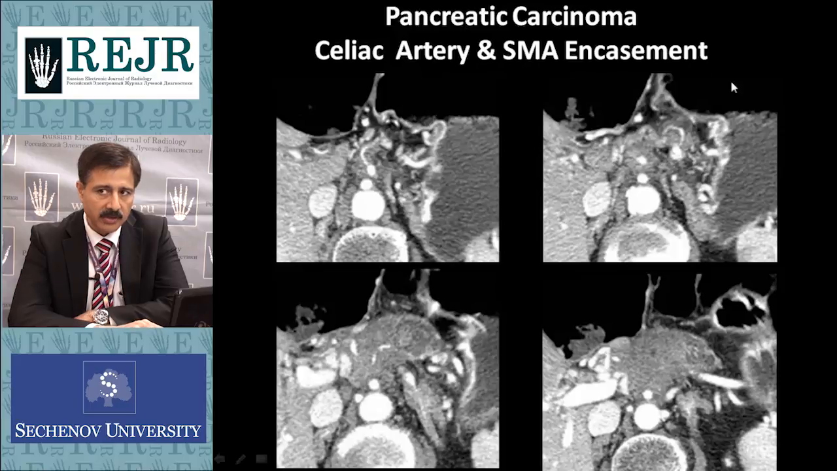Now, there is an example of arterial invasion by the tumor, and you can see that this is the celiac artery, and there is a tumor which is surrounding it completely. So this is completely involving the celiac artery. In this case, this is the SMA, and the tumor is actually encasing the SMA.